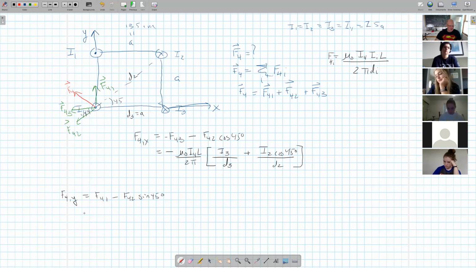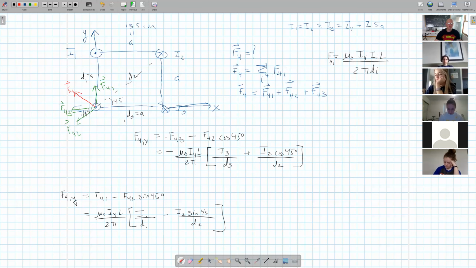And let's look at the y direction as well. So it's going to be equal to mu naught times I4 times L divided by 2 pi again. So this is now going to be I1 divided by the distance d1, where again d1 is just going to be equal to a, minus I2 times sine of 45 degrees, all divided by the distance d2.